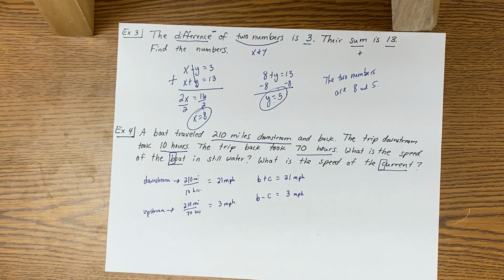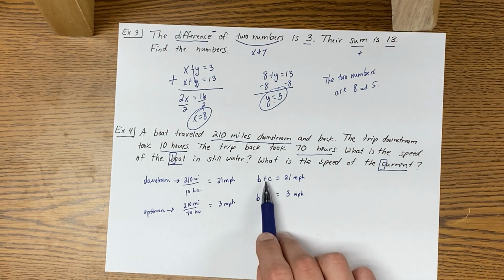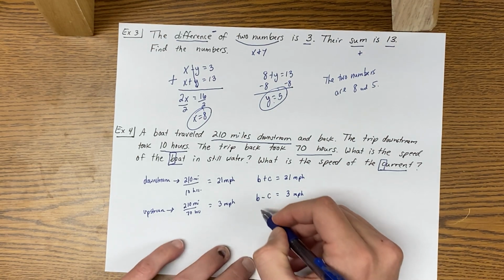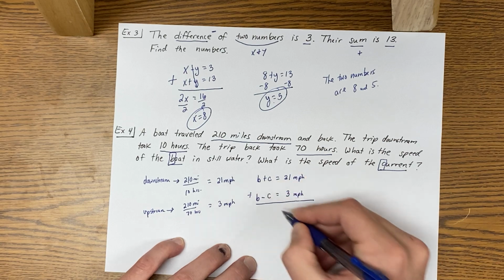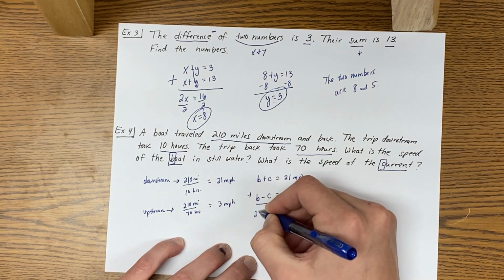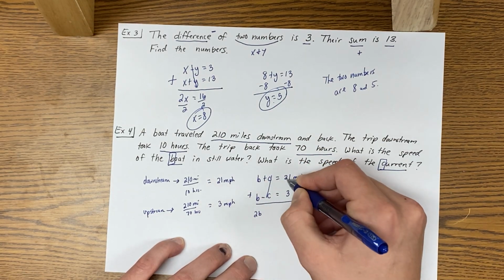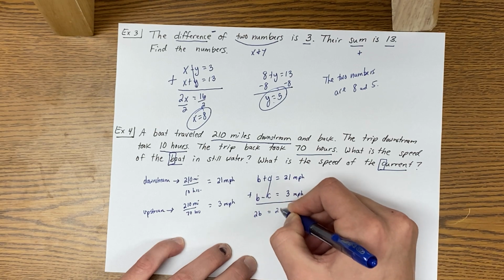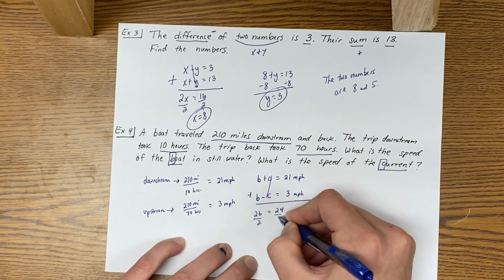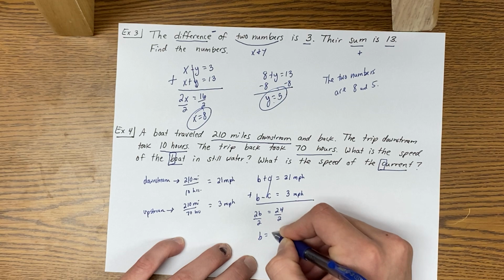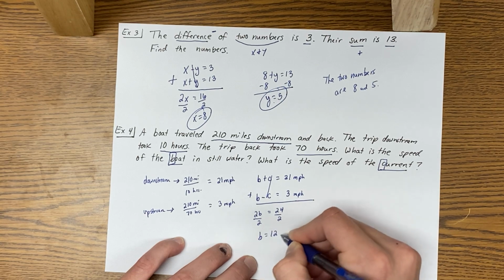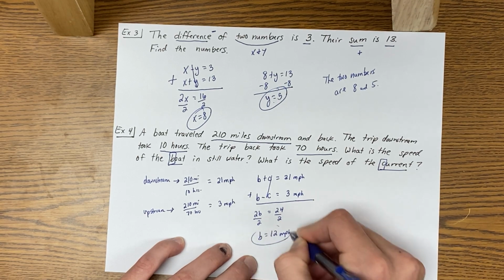The boat and the current are working together, I'm able to go 21 miles per hour. The boat and the current are working against each other, we're only going 3 miles an hour. So we see we have elimination set up. Positive C, negative C. So we can add these. B plus B is 2B. The C's cancel. 21 plus 3 gives me 24. Divide both sides by 2, and we get B equals 12. And we know it's miles per hour.